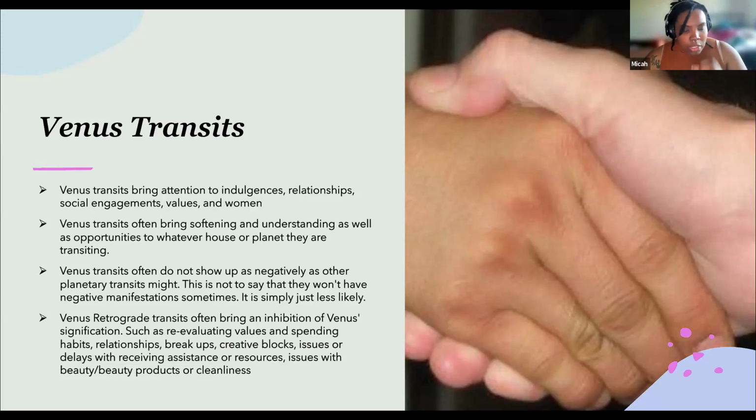So Venus retrograde transits often bring an inhibition of Venus's signification, such as reevaluating values, spending habits, relationships, breakups, creative blocks, issues or delays in receiving assistance or resources, issues with beauty products, and/or cleanliness. Any questions about Venus transits?